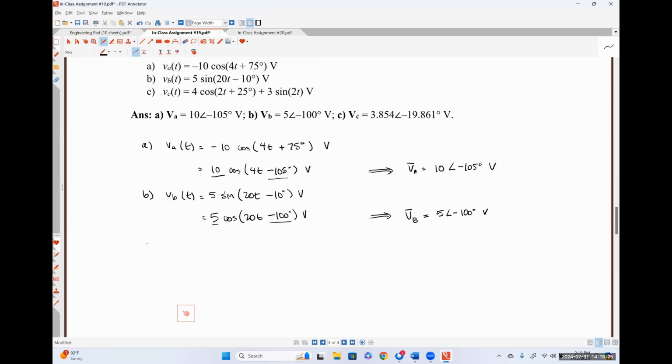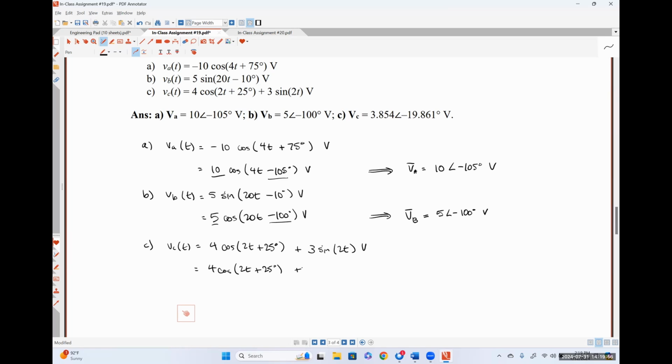For part C here, we're going to do this very similar to how we combined things in our last class meeting, right? So we're going to say VC of t is 4 cosine 2t plus 25 degrees plus 3 sine 2t volts.